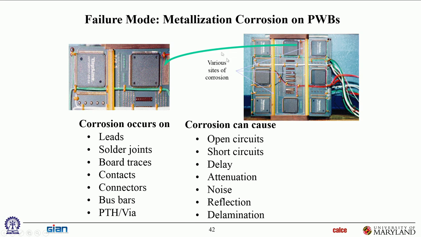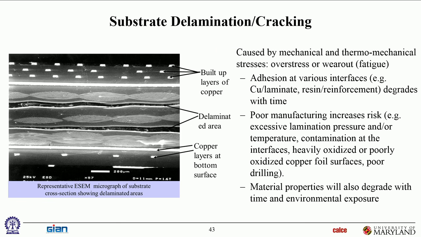So do we see CAF failures? Unfortunately, quite a bit. Okay, and then corrosion. Any exposed metallization will cause corrosion. The metallization surfaces can be leads, solder joints, the traces on the board if there's no coating or solder mask on them, any other contacts for connectors, bus bars, the plated through holes and vias. So anywhere where there's exposed metal, you can get corrosion from the environment. And that can lead to open circuits, short circuits. They'll change the electrical characteristics, cause delay, attenuation, signal distortion, crosstalk, delta I noise, all of those kinds of problems. Okay. Last slide.